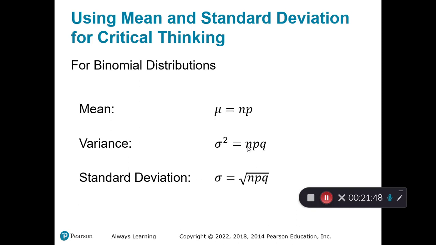The variance is also quite simple to calculate. It is simply N times P times Q. So number of trials times the probability of success times the probability of a failure. And of course, standard deviation is the square root of variance, so it would be the square root of that product.